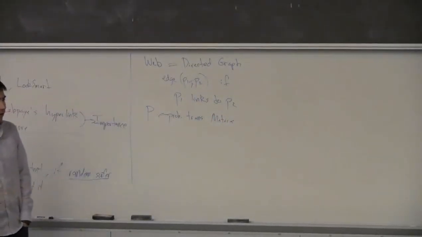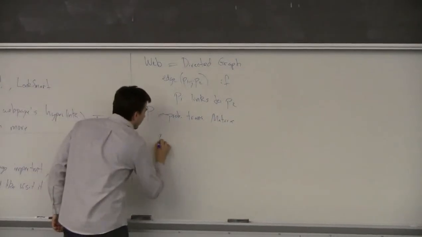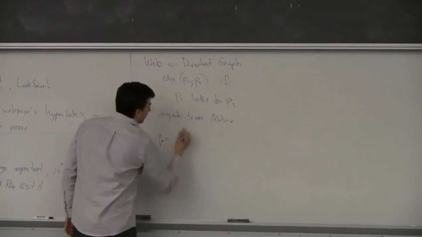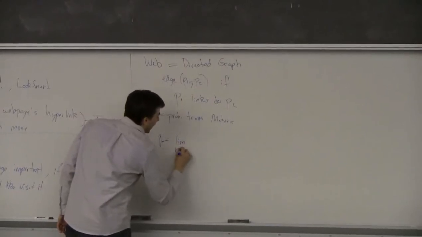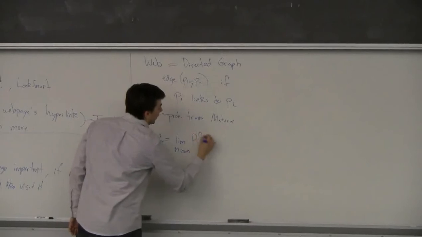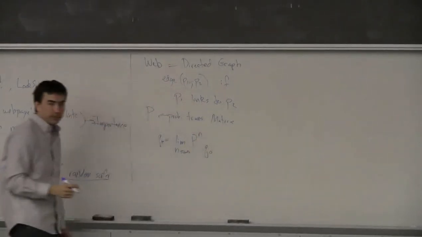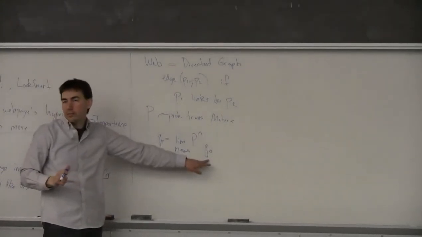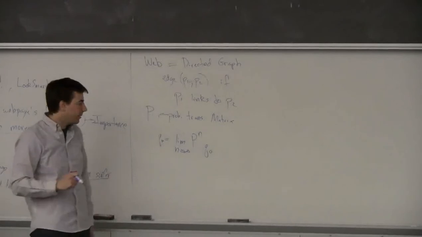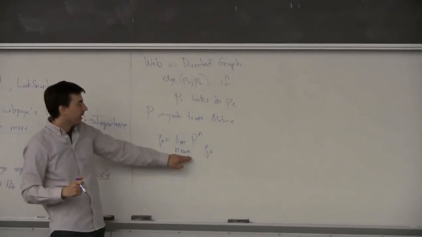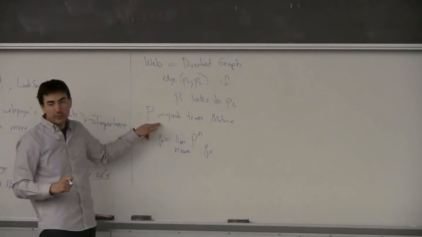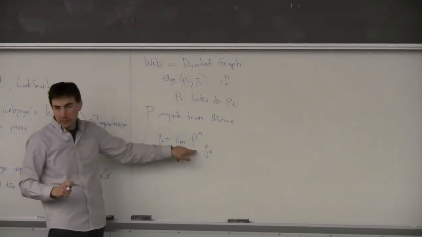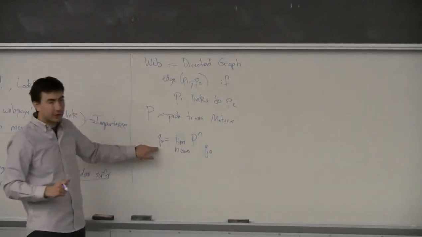Okay, and so then I can say that Q star equals the limit as n goes to infinity of P to the n times Q0, for any Q0. Right, so for any initial guess of how important the web pages were, maybe this was uniform over all web pages, I can take this probability transition matrix I've built on the web and take it to the limit. As n grows, I keep multiplying by this matrix, and I get this Q star.